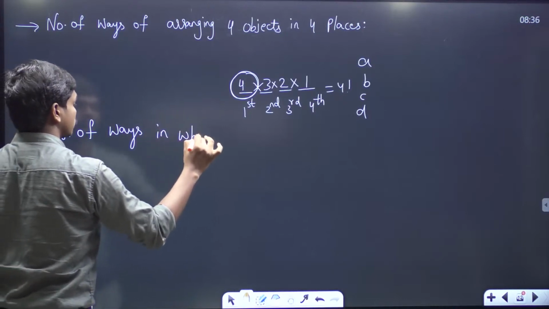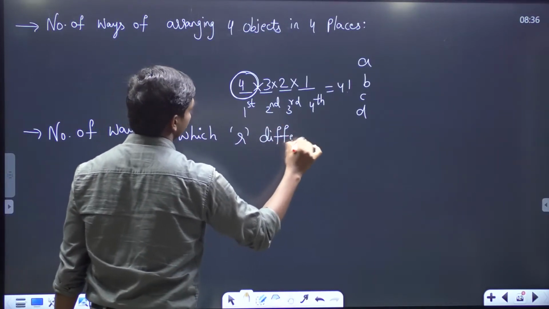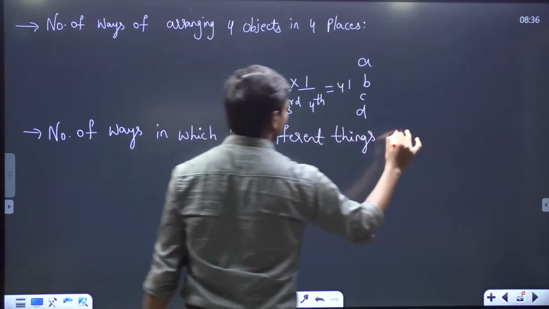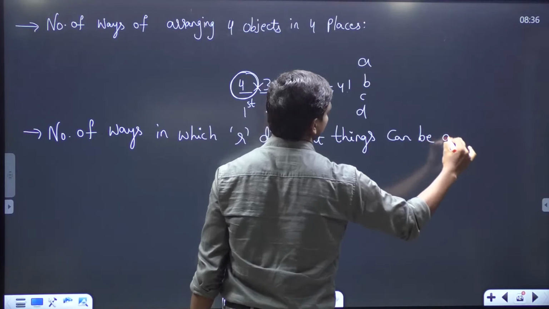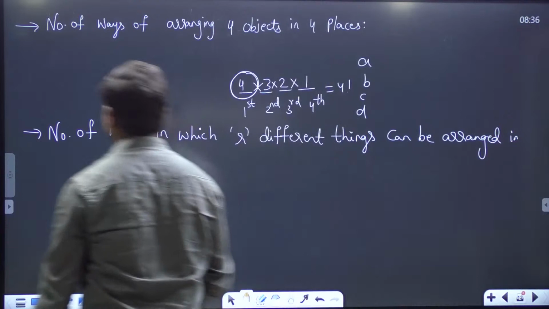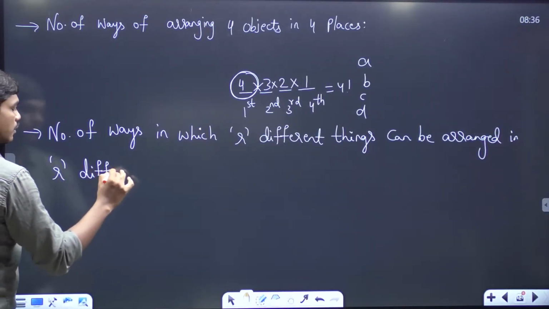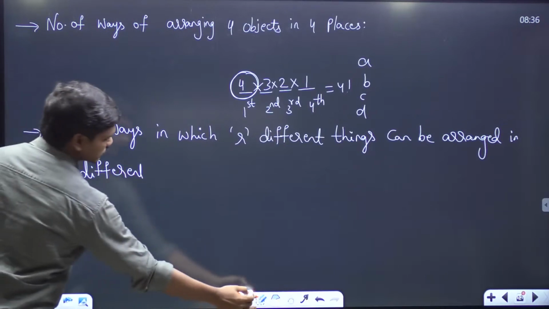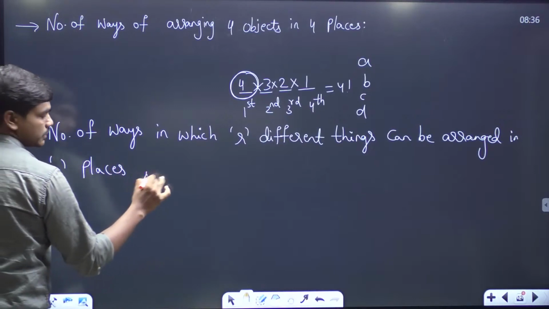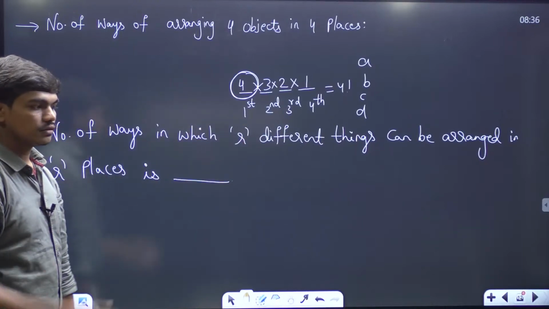Which means if I ask you the number of ways in which n different things can be arranged in r different places, places will of course be different, in r places is how much? If you extend this logic, how much could it come?